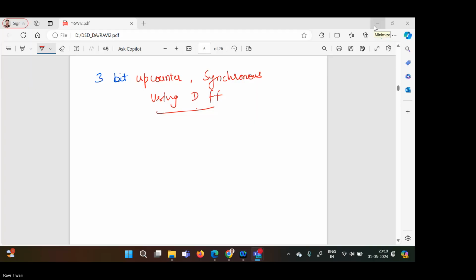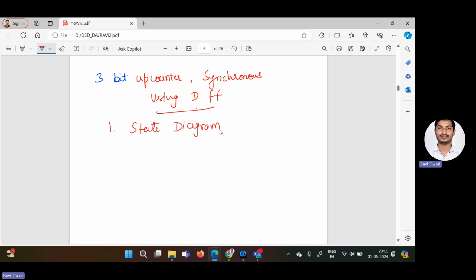Okay, so let's start the topic now. We are going to design a 3-bit up counter synchronous circuit using D flip-flop. For designing this circuit, we will follow these 4 steps. First one is the drawing of a state diagram.